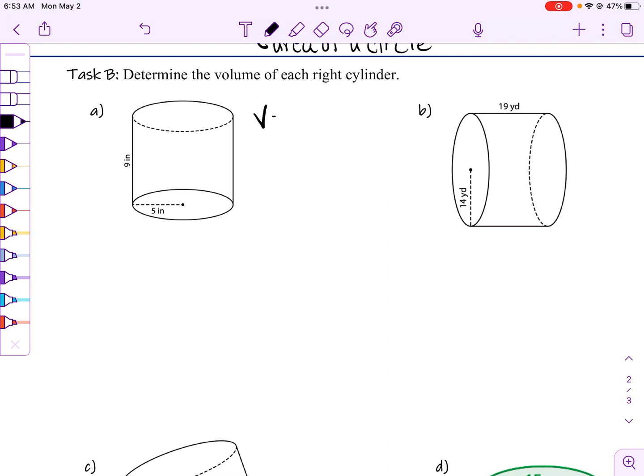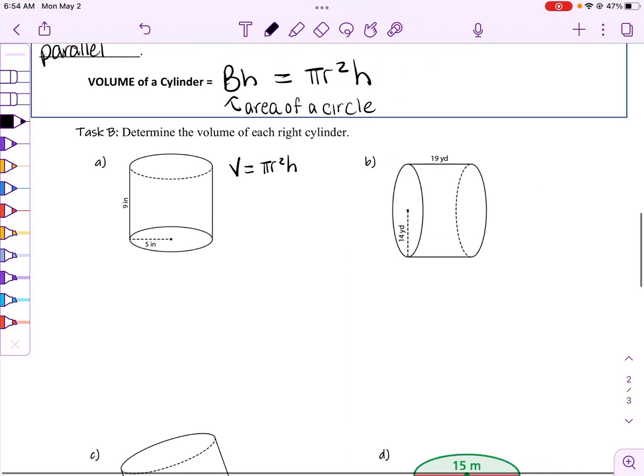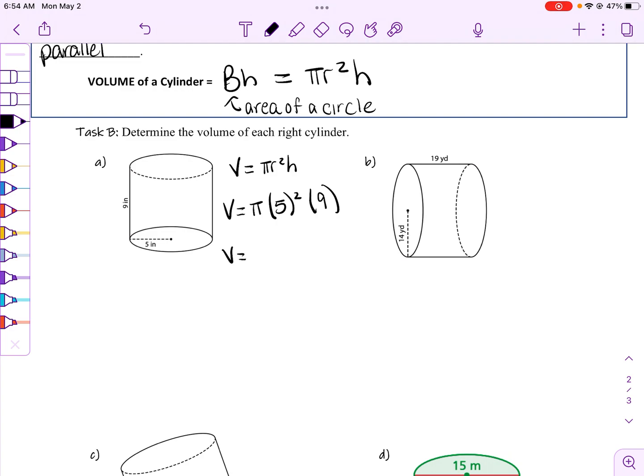So if we have volume equals pi r squared times height, remember to use the pi key, and then I'm going to put 5 squared times 9, to the nearest tenth. So that's one decimal place. Okay, so you should get something like 706.9 inches cubed. Again, all I'm doing is putting that exactly in the calculator.